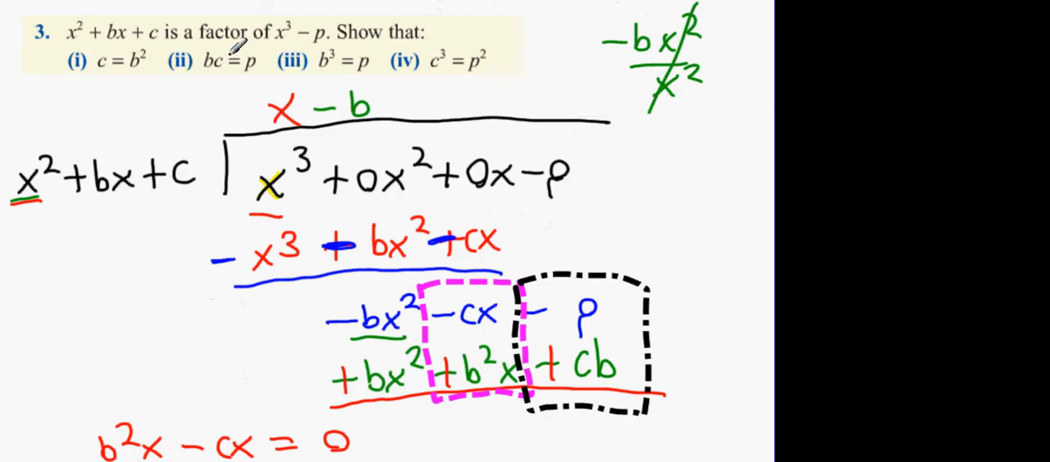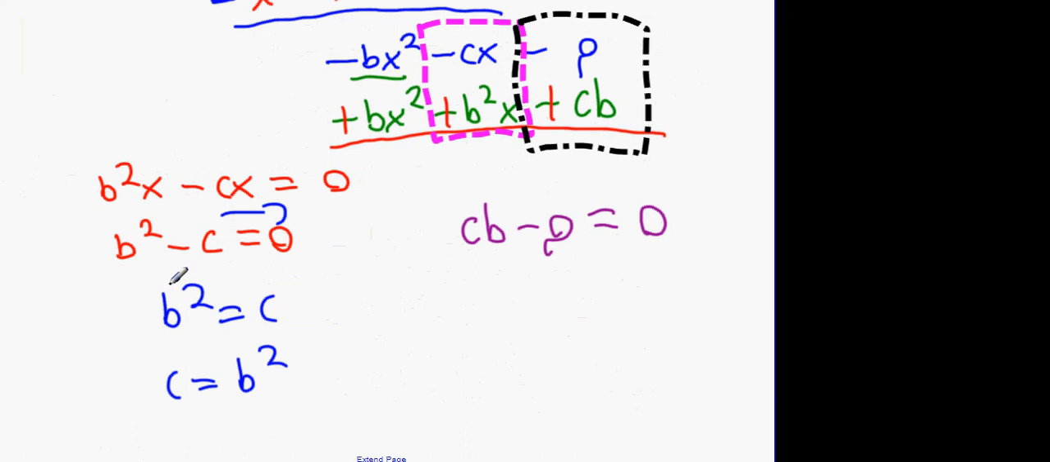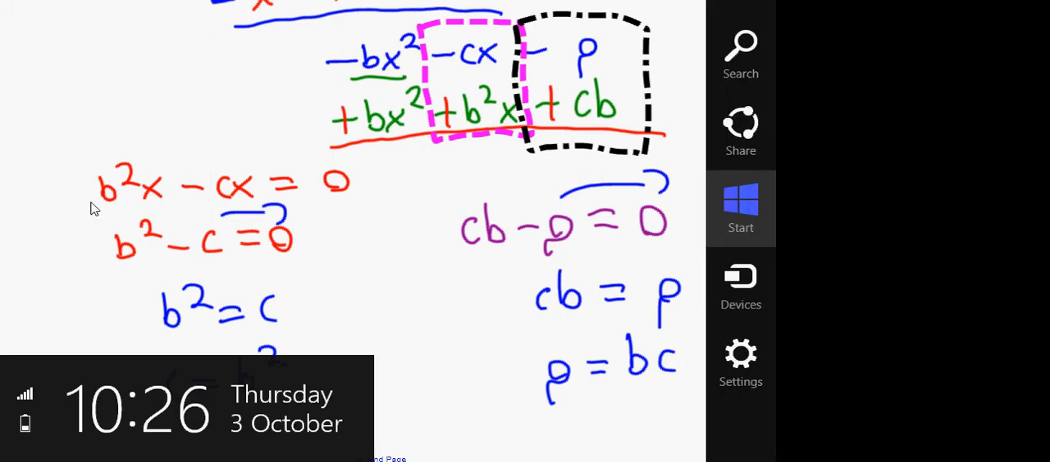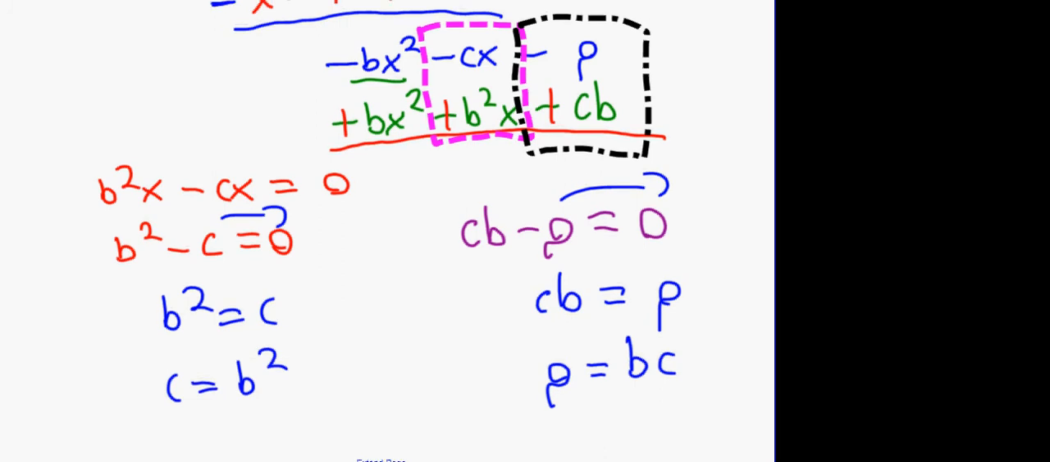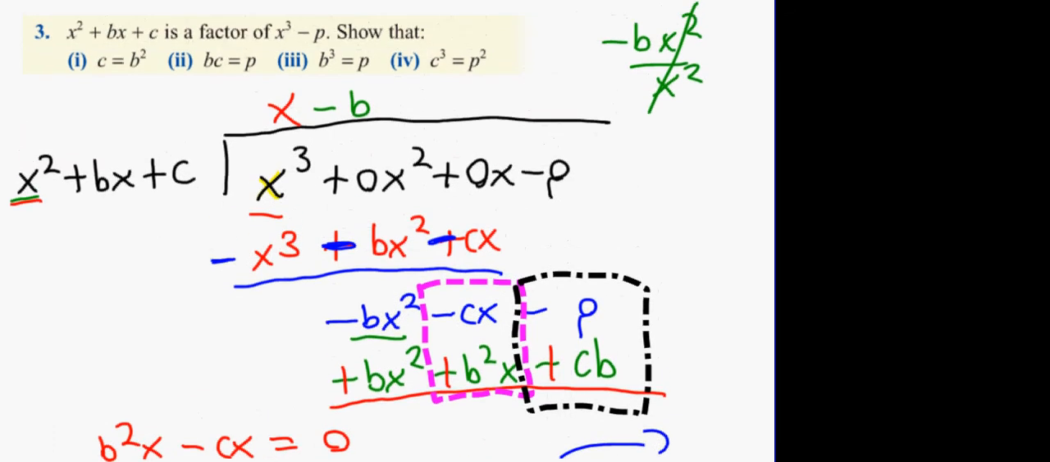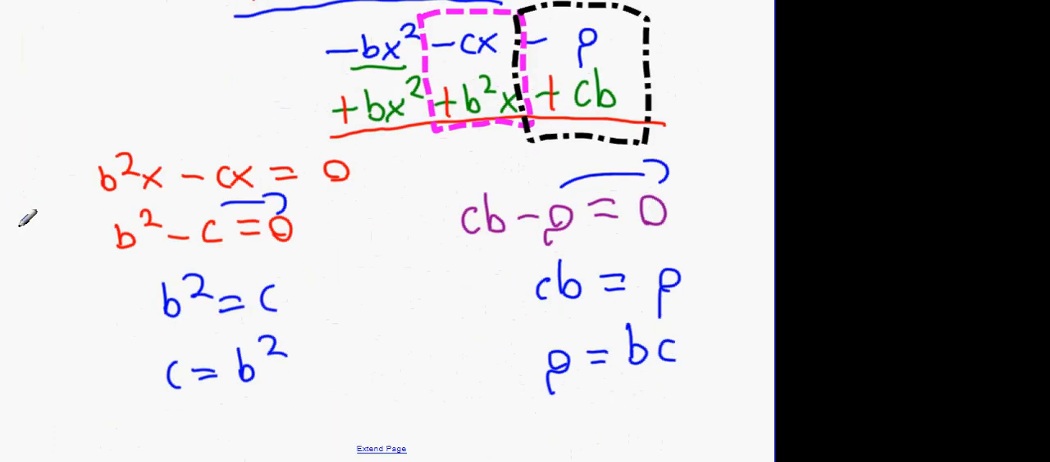Second part is bc equals p. Can do that as well. Bring over the p. cb is equal to p. Same thing as p equals bc. cb is the same thing as bc. Okay. Now that that part's done, I look up again, and I need to prove that b cubed equals p.